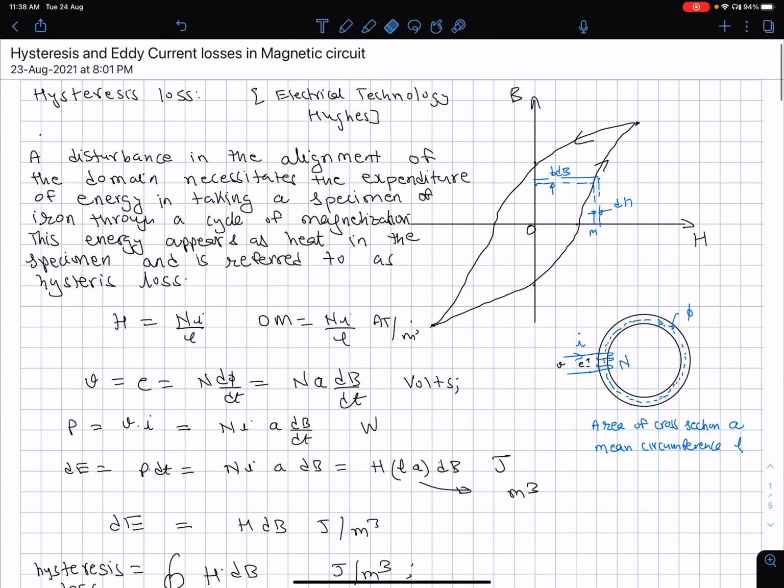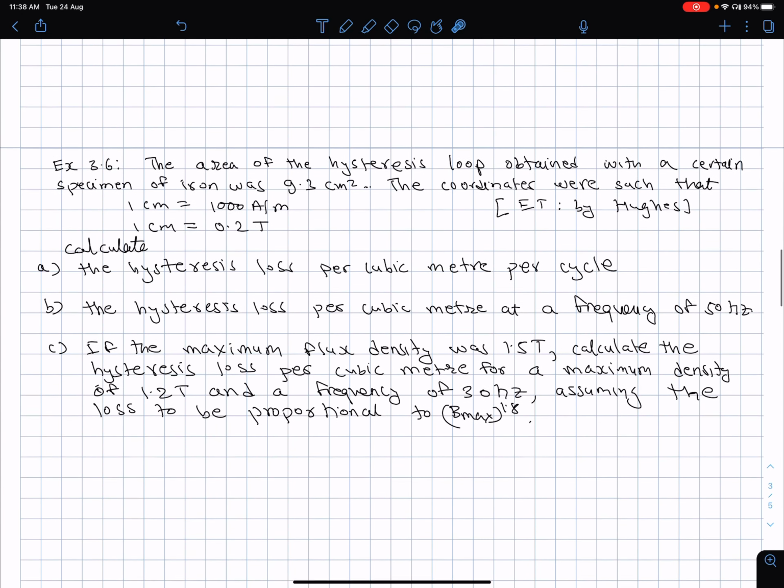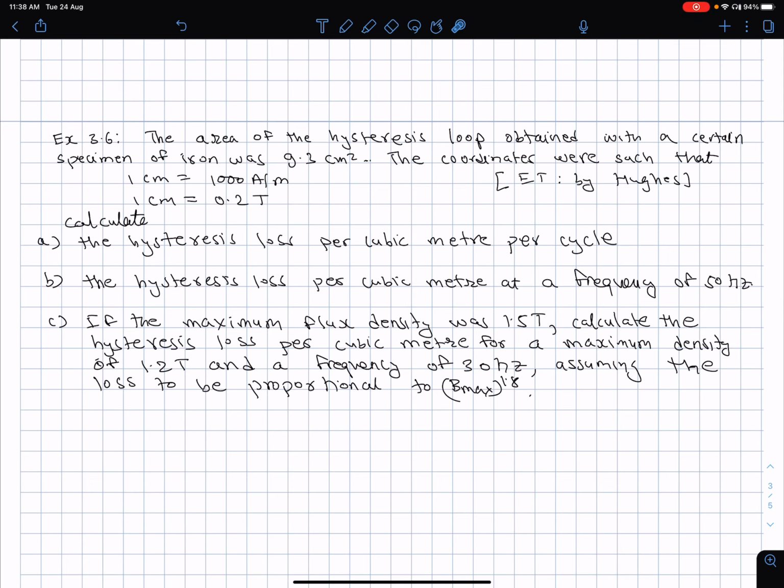So this is my vertical axis, and 1 centimeter here is going to be 0.2 Tesla. Okay. So our first question is, calculate the hysteresis loss per cycle per cubic meter. I remember I said that when you are dealing with B and H, it becomes per cubic meter. It's like density, and so the hysteresis loss per cubic meter per cycle.